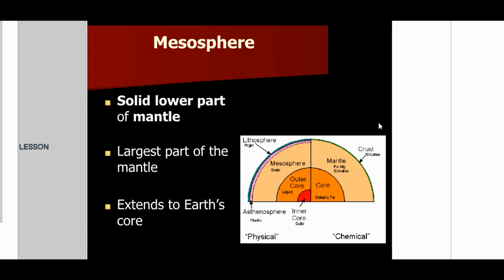This is the largest part of the mantle, and it goes all the way down to the Earth's core. We've got an image over here where the mantle is broken up into its physical sections. So the physical barriers where you have different types of material: the solid lithosphere, the molten asthenosphere, the solid mesosphere, and then the liquid outer core and solid inner core. Over on the right-hand side, though, you have the chemical breakdown, which is just the crust, the mantle, and the core. So that's the 3 layers.